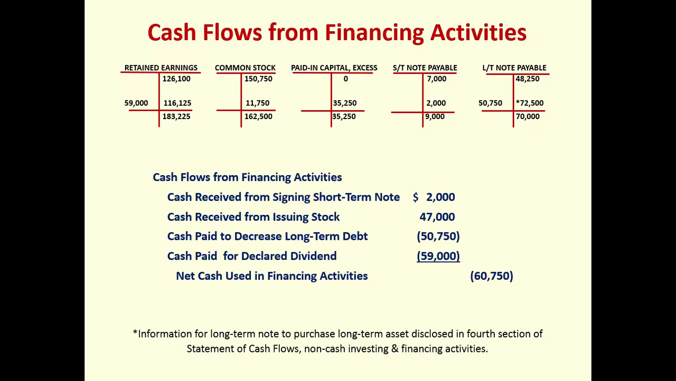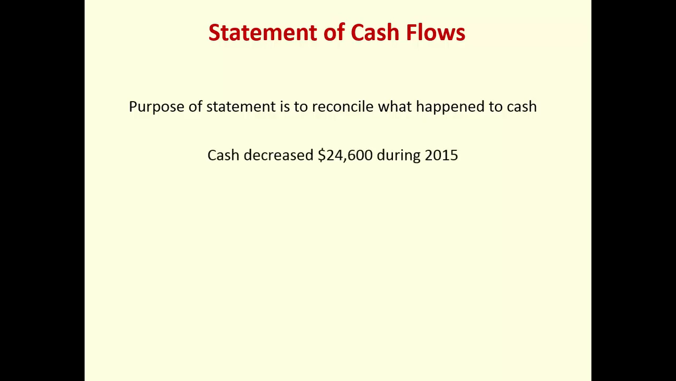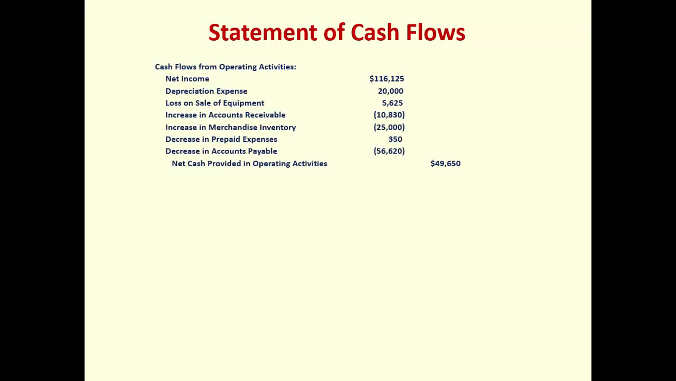And then you have that fourth section. That fourth section is required for the full disclosure principle. So to summarize, a statement of cash flows is to reconcile what happened to cash. Cash decreased $24,006 during 2015. That's what's on your balance sheet. The cash flow statement explains how and why it changed.